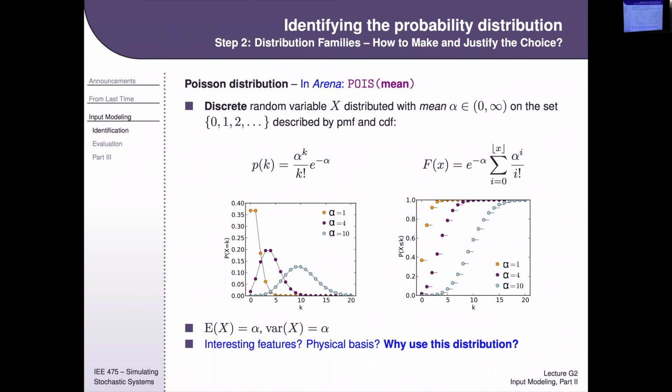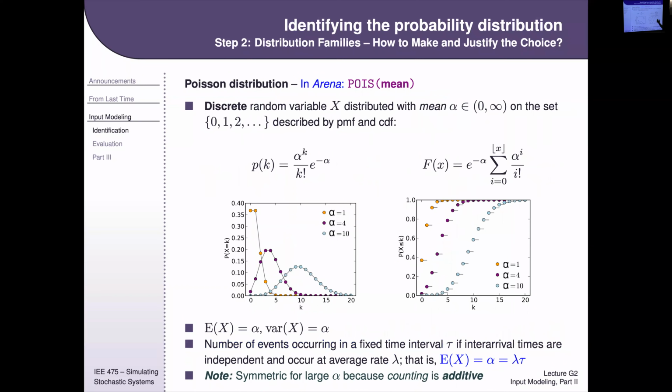And then we already talked about the Poisson distribution. It's really great for count data, so the number of events occurring in a fixed time interval. So how many arrivals do they get in an hour?